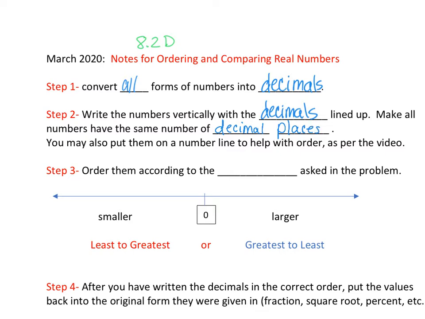And you may also want to put them on a number line, which was recommended and shown to you in the Virtual Nerd video that you should have already watched.